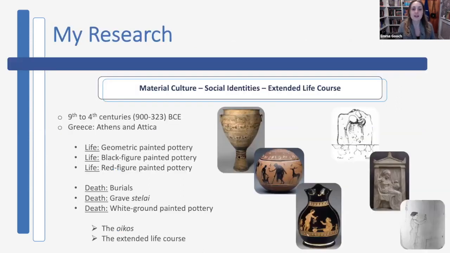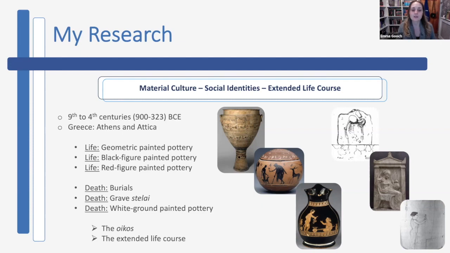My research, which I am currently writing up as my PhD thesis, investigates the social identities of children in ancient Greece across the 9th to 4th centuries BCE. In particular, I look at evidence from Athens and its hinterland Attica, dated to between 900, the start of the geometric period, and 323, the death of Alexander the Great, when the Hellenistic period began in Greece.